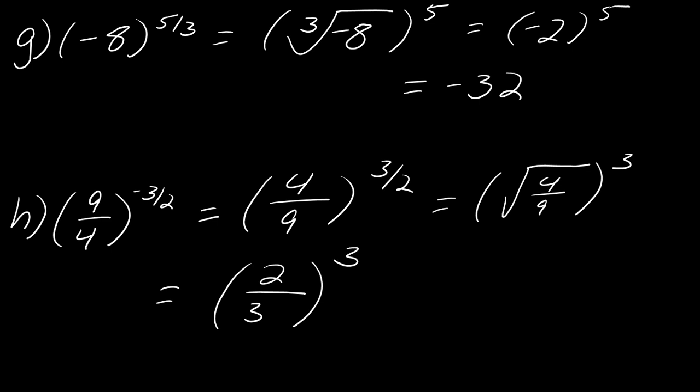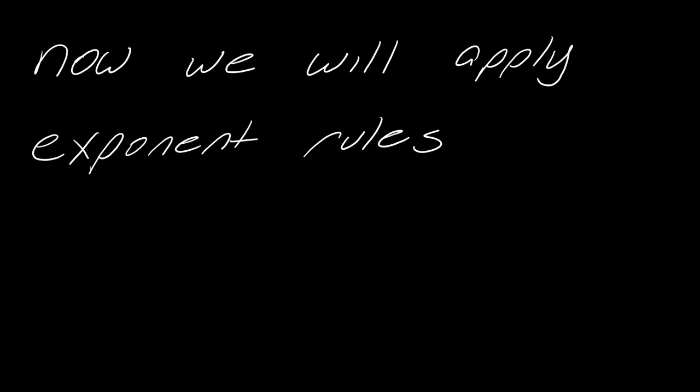And then to cube it, you do the same thing. You just cube the top and you cube the bottom. So this will equal 8 over 27. Okay, so that is a brief review of working with rational exponents with numbers. And now I want to talk about how this applies to exponent rules.